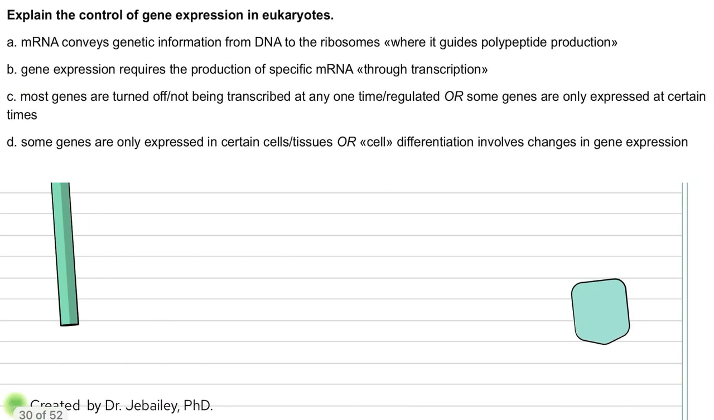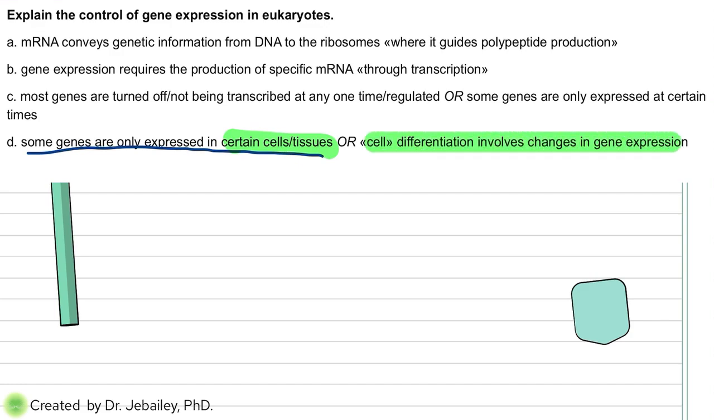Another one is that some genes are only expressed in certain cells. That's another place, certain cells. So it's basically talking about cell differentiation. So the time and the place make a huge difference in which gene you're going to express.